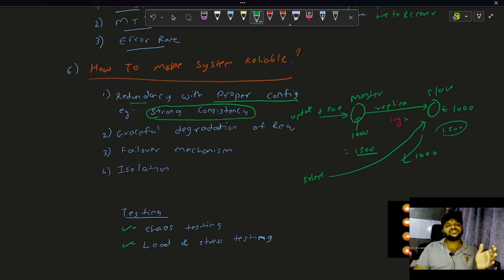Second is load and stress testing. This is a very important test that you have to do for the majority of NFRs, to ensure how much load and stress your system can take. Let's say your system can take 2000 requests per second. You have to set an optimal limit, let's say only 1500 requests should be served by that particular server, not more than that, to ensure a smooth request-response experience for your customer. This is all about reliability.